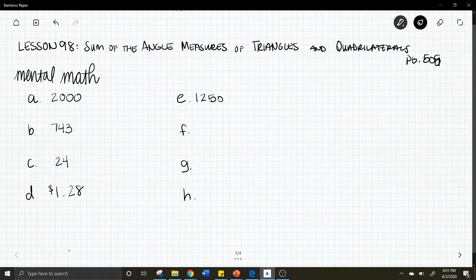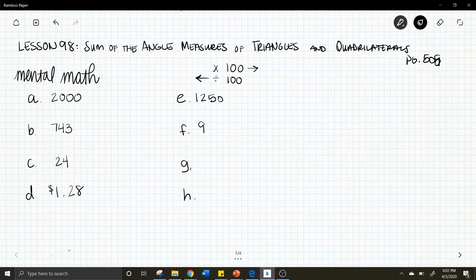1,250. So you have to recall when you're multiplying or dividing by multiples of 10 or powers of 10, you're just moving your decimal. So when you multiply, move your decimal to the right. When you divide, move your decimal to the left, and that will help you do those mentally. All right, letter F, 360 divided by 40. What's 360 divided by 40? The answer is 9.